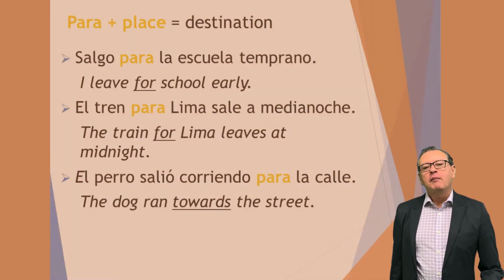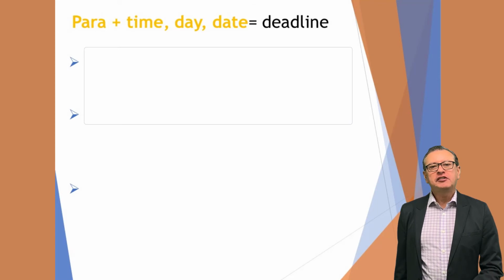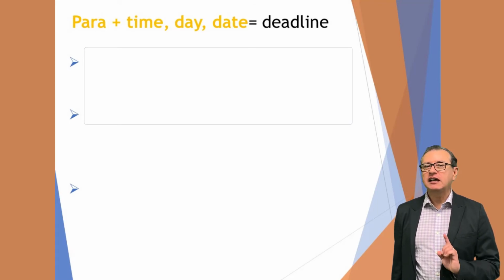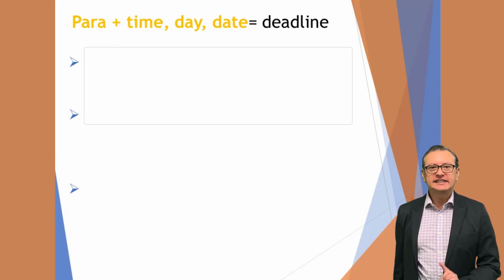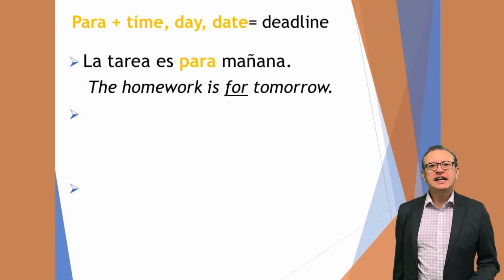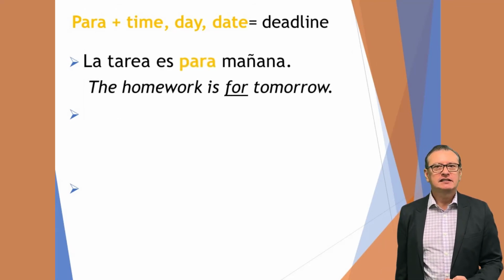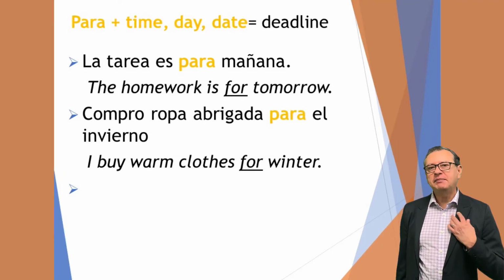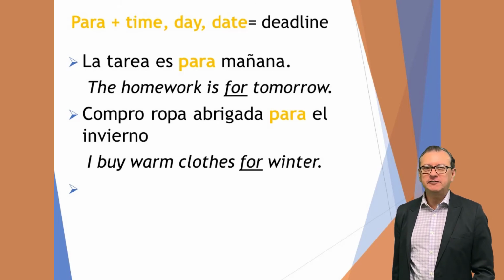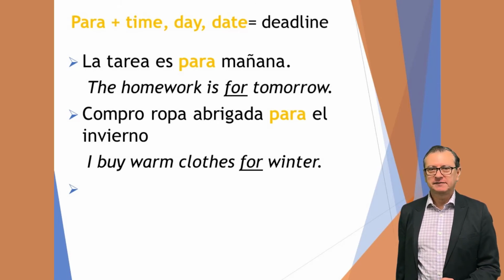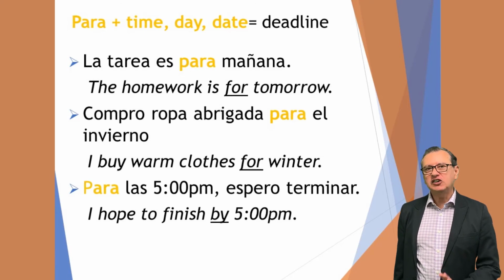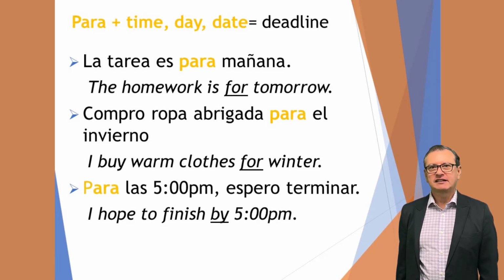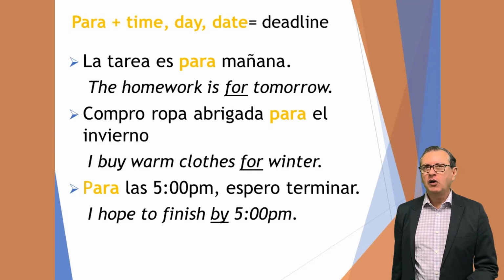All right. Para can be preceding a period of time and date, but it is only when you talk about the date, the deadline, not at what time something happened. Take a look. La tarea es para mañana. There's a specific time when the homework is due. Compro ropa abrigada para el invierno. A specific time when I buy my clothes. Para las 5 de la tarde espero terminar. Specific time for the deadline.